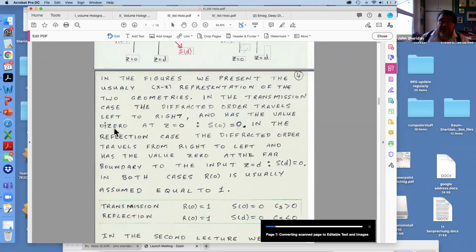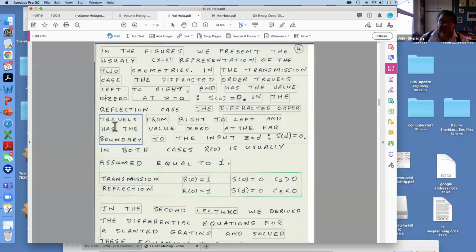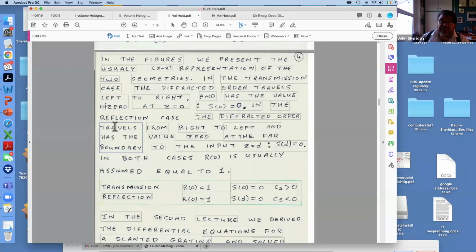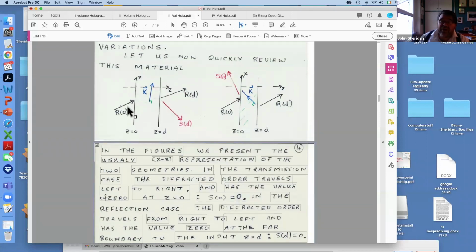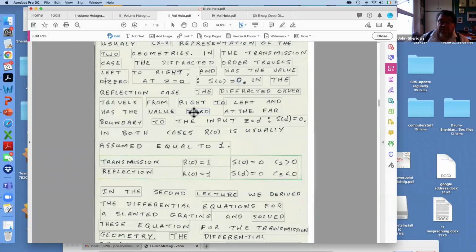In the figures, we present the usual XZ representation, where Z is the direction where we get the coupling, the thickness direction of the two geometries. In the transmission case, the diffracted order travels left to right and has value 0 at Z equal to 0. Again, just another thing I noticed if you look at your textbooks is that light always tends to travel from the left to the right. It's quite miraculous. But if you go to 99% of textbooks and you look at drawings of optical systems, the light always starts over on the left and it travels to the right. And it saves a lot of thinking for the reader. So we have S at 0 is 0.